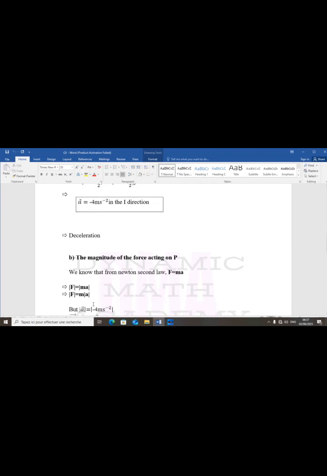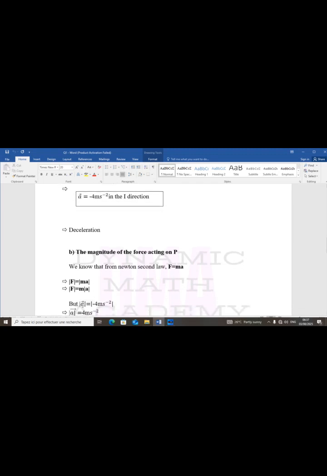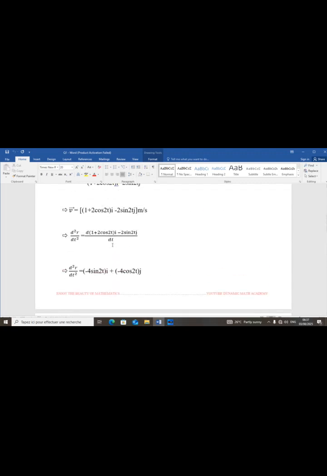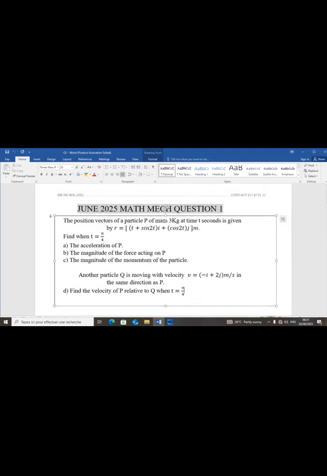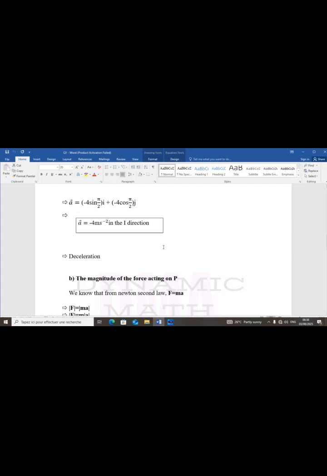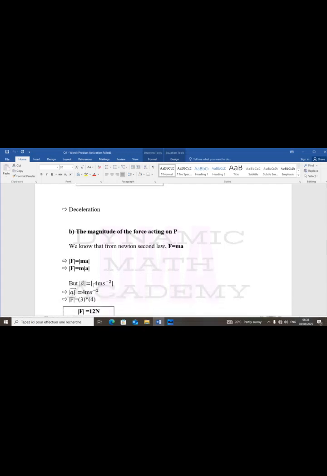And the magnitude of the acceleration will simply be the magnitude of minus 4 meters per second squared. That's 4 meters per second squared. Remember, the magnitude of a negative number will always be a positive number. So we're going to have 0 times 4, because remember the mass of the particle was given to be 0 kilogram. So we're going to have the force to be 0 times 4, that's 12 Newton.